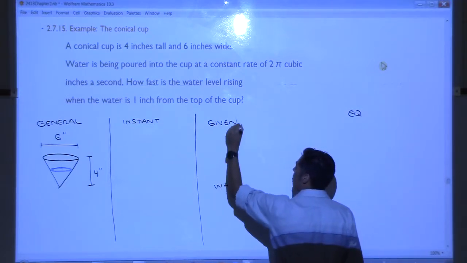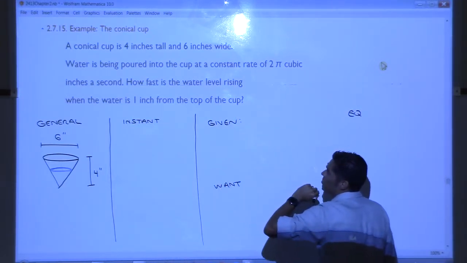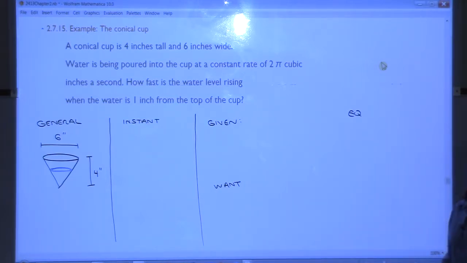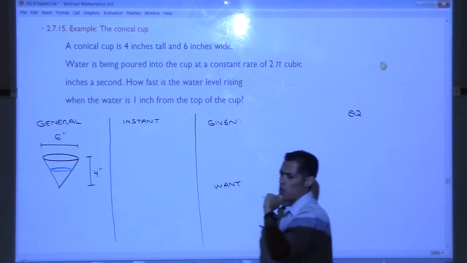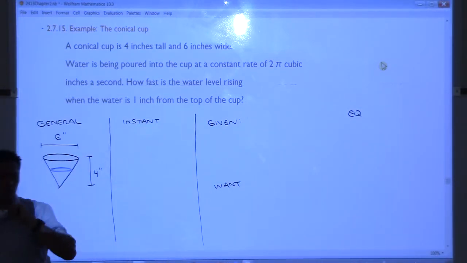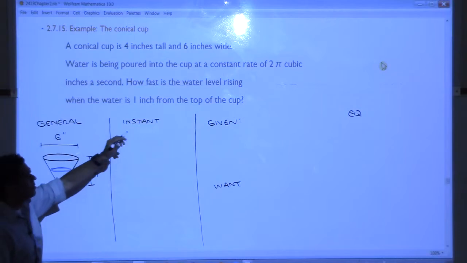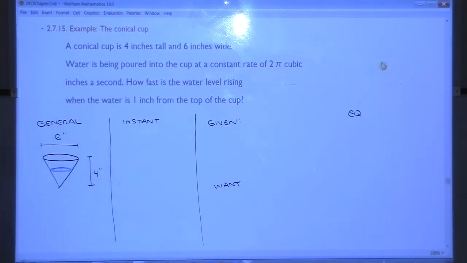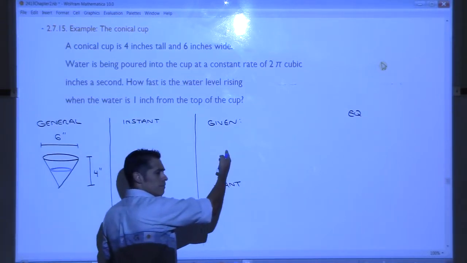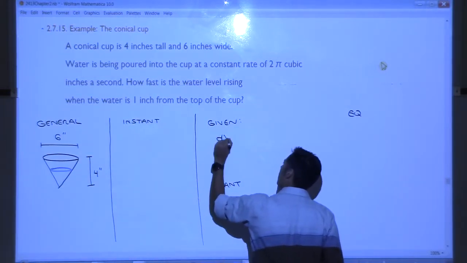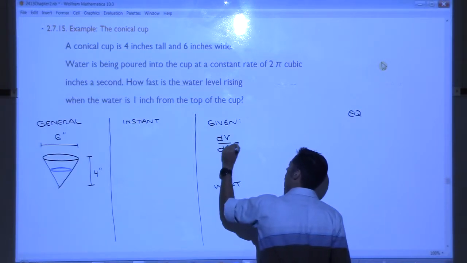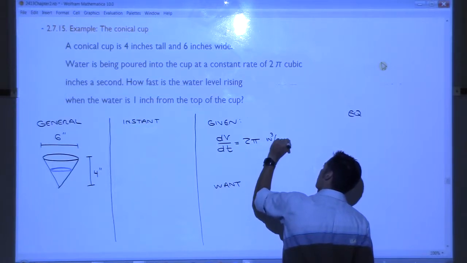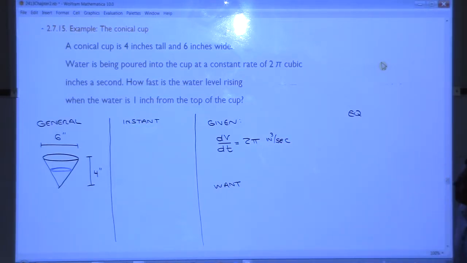Okay, so what should I do then for given? You said the 2 pi cubic inches per second is the rate at which what is changing? The level of the water? The volume of the water, right? And we know it's volume because it's 2 pi cubic inches. Cubic inches is a measurement of volume. So what do you want me to write here? dV/dt, okay? dV/dt, that's the change in volume with respect to time. It's 2 pi cubic inches per second. That's given to us.